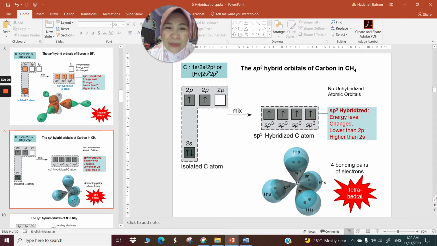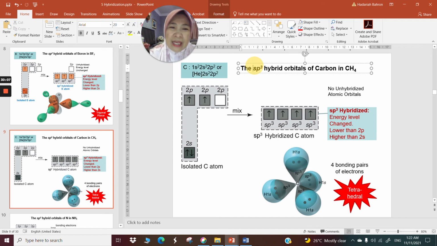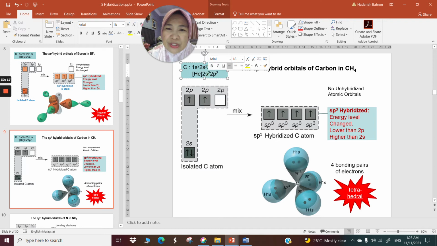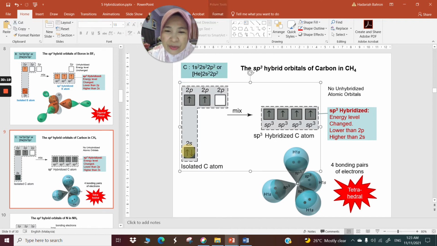Now, next we go into the sp3 hybrid orbitals of carbon in methane. Now, carbon is helium 2s2, 2p2. Yeah, 2s2, 2p2. Now, when you look at methane, CH4, obviously you see that there has to be 4 bonds. CH, CH, CH, and CH. So you have 4 CH bonds.